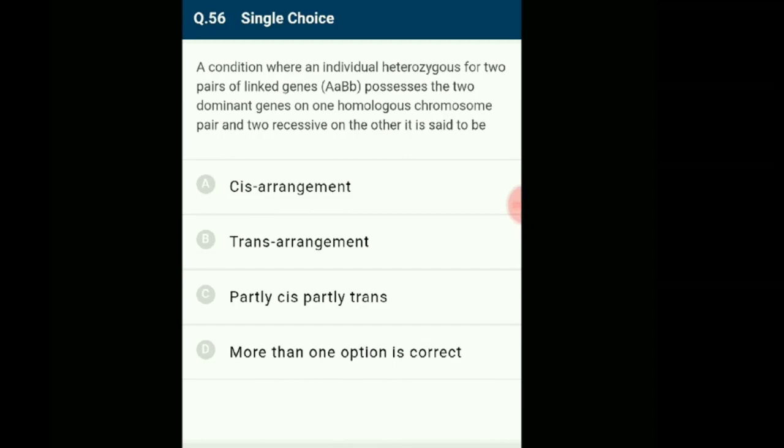Cis arrangement means one chromosome has both dominant alleles and its homologous has both recessive alleles. Hence, the condition where an individual heterozygous for two pairs of linked genes, capital A, capital B, small b, possesses the two dominant genes on one homologous chromosomal pair and two recessive on the other is said to be cis arrangement. So the answer is option A, cis arrangement.